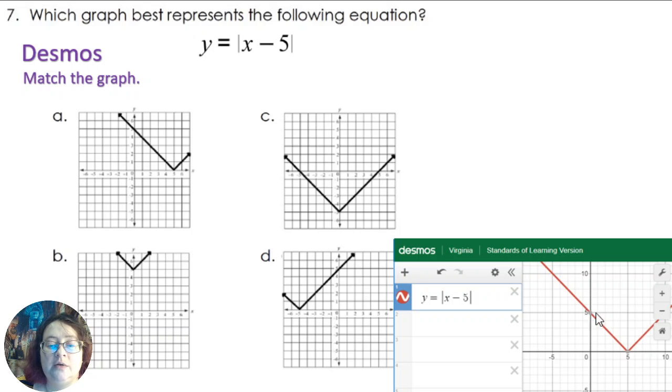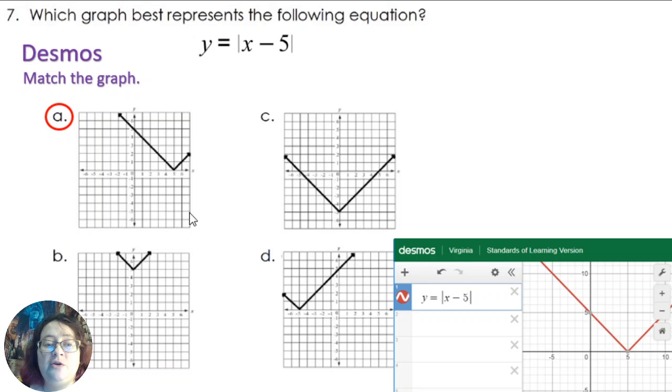And what I do, if there's any doubt of which one it matches up to, I'll pick a few points. And here you see it's on the x-axis at 5, and that's where the vertex is. So I can look over here for that. So the only one where the vertex is on the x-axis, where x is 5, is right there for answer choice A. So that makes our answer pretty obvious.